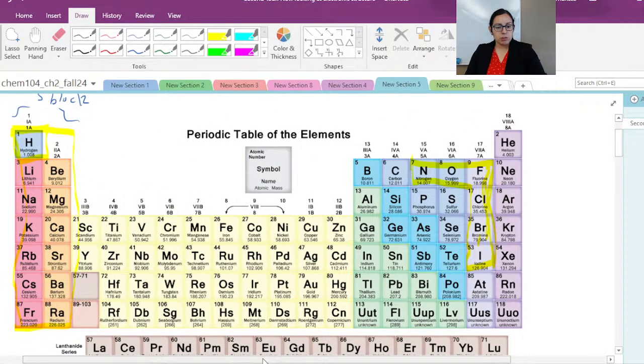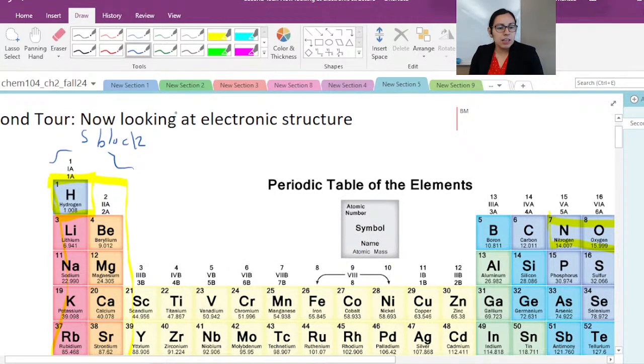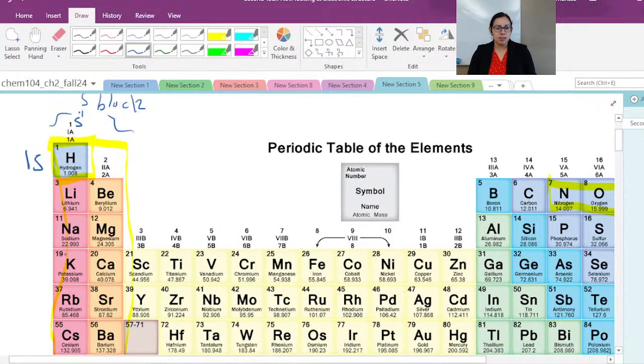And you might want to write this, because we're going to learn our electron configuration. We start with our 1s here, and so this would be our s1. All these have one valence electron. We'll come back to this idea. Now it's starting to tell us more about the reactivity.